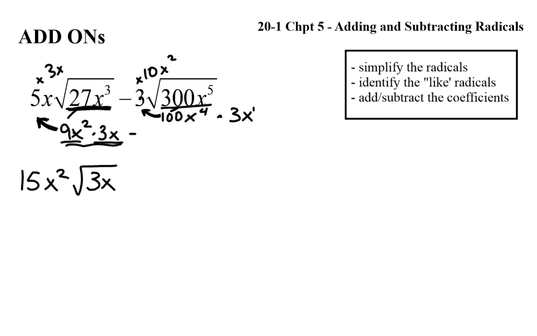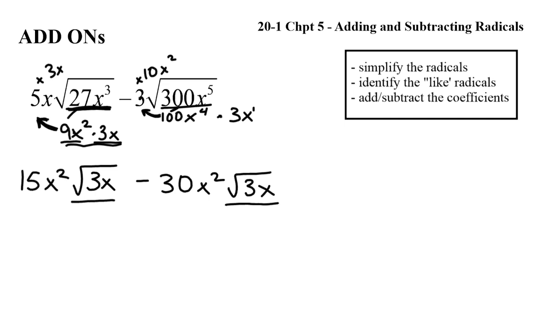So 3 times 10x squared leaves me with a negative, that leaves me down here with a negative 30x squared, and I still have the root 3x. Simplifying becomes more involved because of the variables, but the process doesn't change.